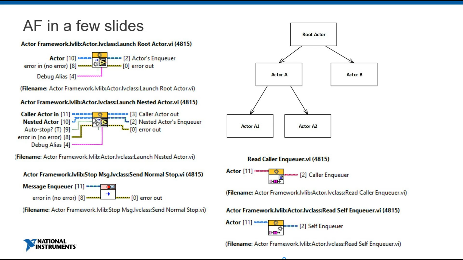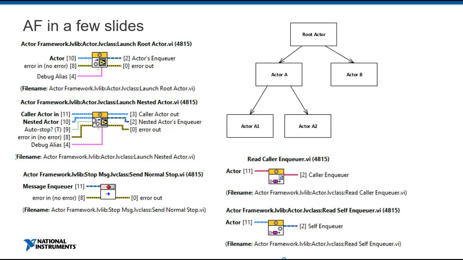So for this launch nested actor, we pass in the caller, the actor that's calling it, and we pass in the nested actor that we want, and that launches the nested actor and gives us back its mailbox. And it also gives it a copy of the caller's mailbox so that it can send messages back up the tree. And then the stop message there is just to show you how you send a message, right? There's a VI to send the message, you pass it an enqueuer, and it sends the message to whatever mailbox you give it.